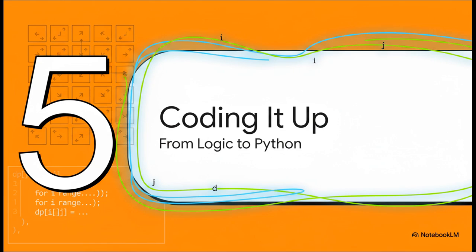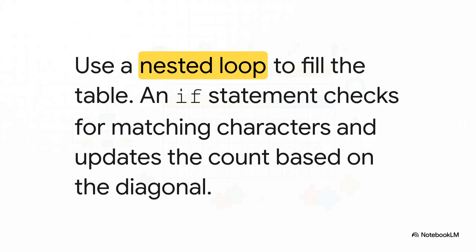That table we just drew, it becomes a 2D array. And filling it out, that just becomes a nested loop. And here's what it looks like. The code is a direct translation of what we did on the table. We set up a DP table, usually filled with zeros to start. Then we have nested for loops to go through every single cell.